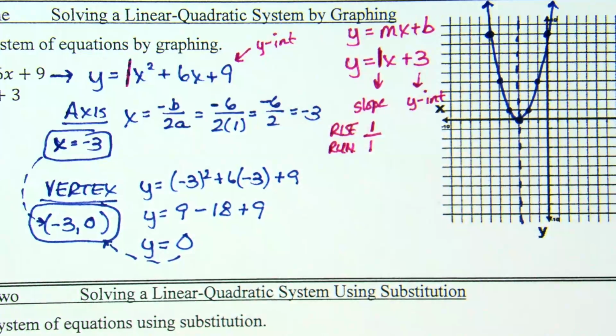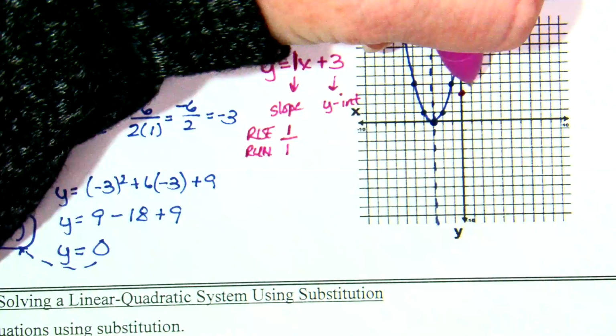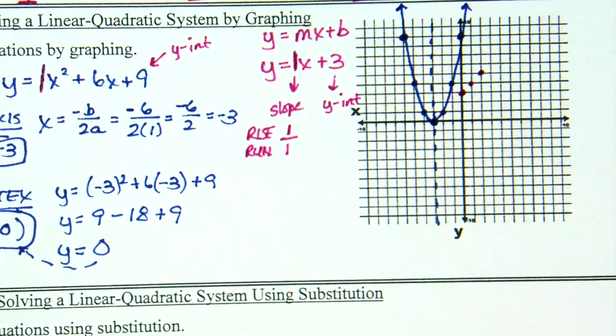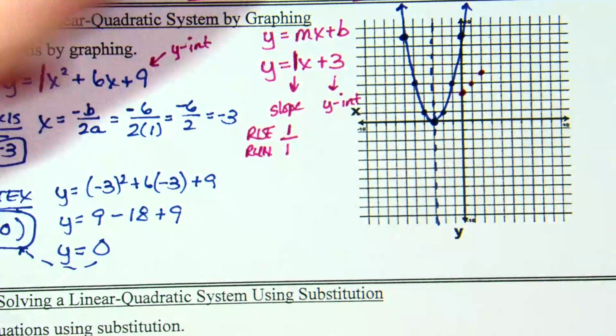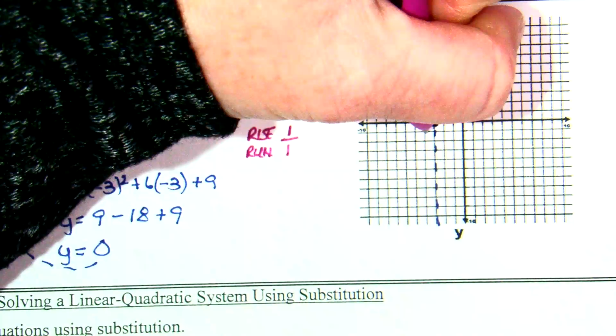So, y-intercept of 3. I'm going to go up 3. There's my y-intercept of 3. From there, I need my slope of rise 1, run 1. Up 1, over 1. Up 1, over 1. I'll be honest, going up 1, right 1 isn't taking me where I need to go. So what am I going to do? I'm going to reverse it. I'm going to rise negative 1, run left 1. Down 1, left 1. Down 1, left 1. What happened as I was doing that?